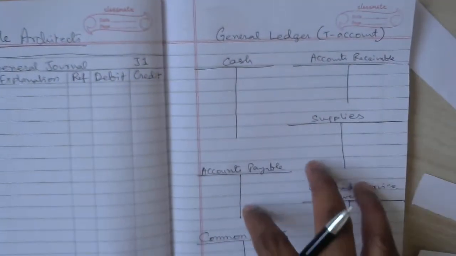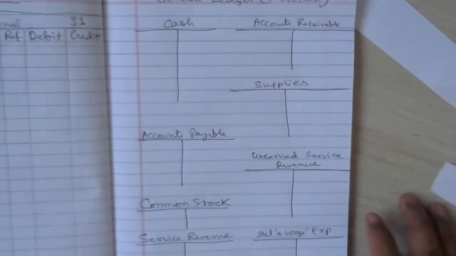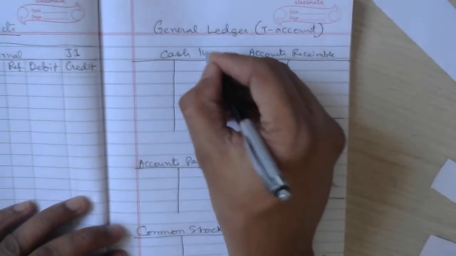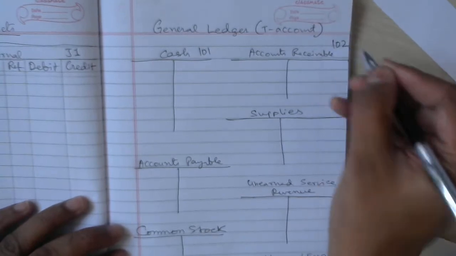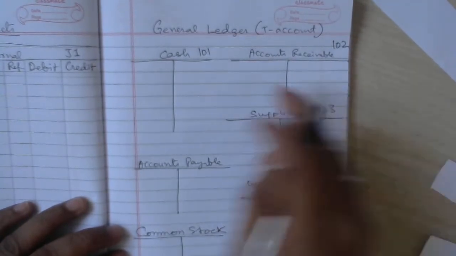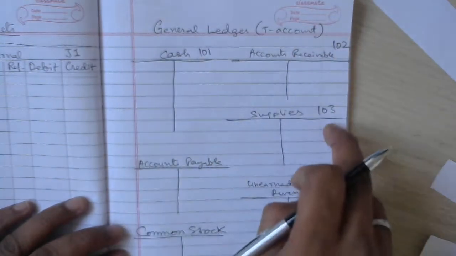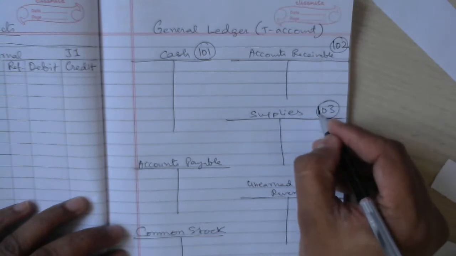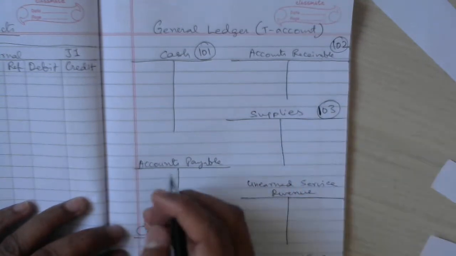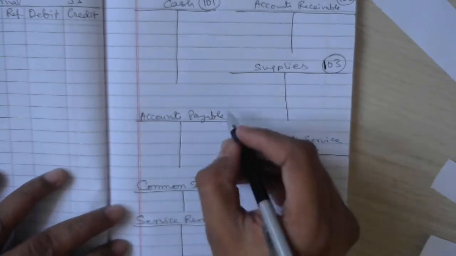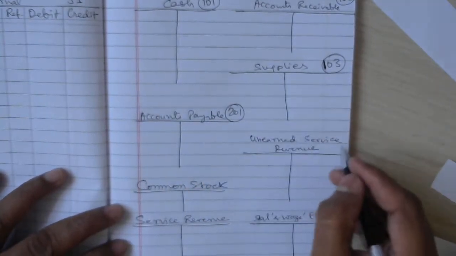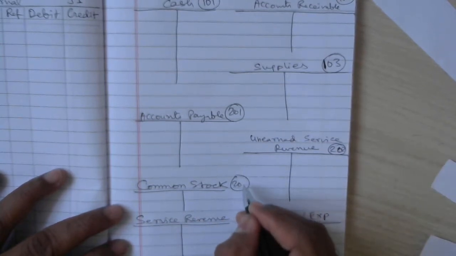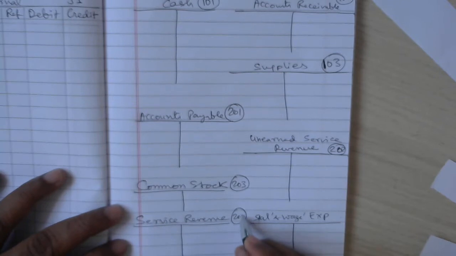And here, in order to identify each account, I can give a code number. Typically 101, 102, 103. These three are current assets. This is company specific, or in general, you can give any number. Then accounts payable, let's call it 201, unearned service revenue 202, common stock is 203, service revenue 204.